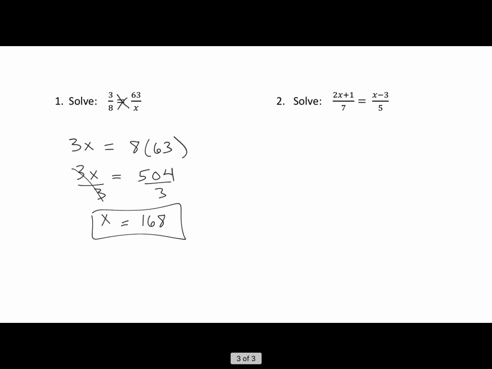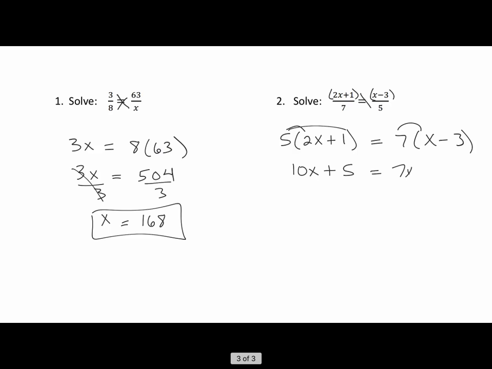The next one looks a little bit more complicated. Okay, so since there's more than one term, I'm going to make sure to lock those up as factors and multiply across. So 5 times 2x plus 1 is equal to 7 times x minus 3. And so I need to use the distributive property to remove parentheses. 5 times 2 is 10 times x. And another term, 5 times 1 is 5. On the other side of the equal sign, 7 times x is 7x. And 7 times negative 3 is minus 21.